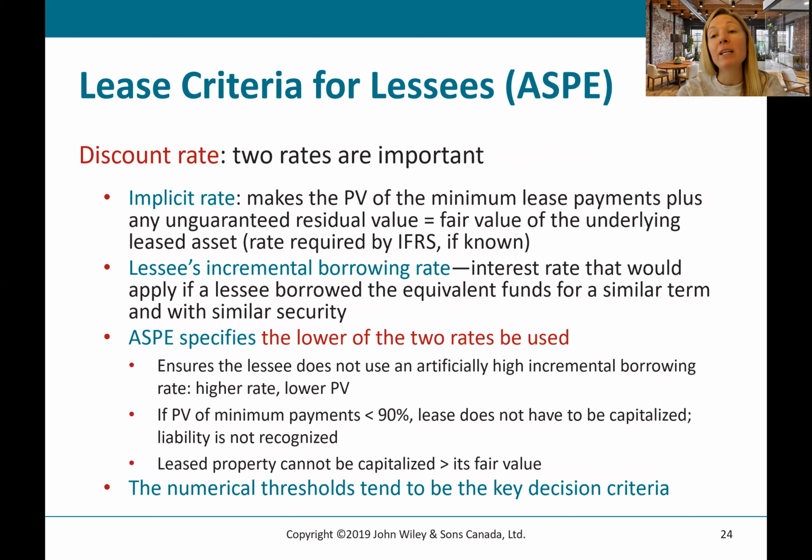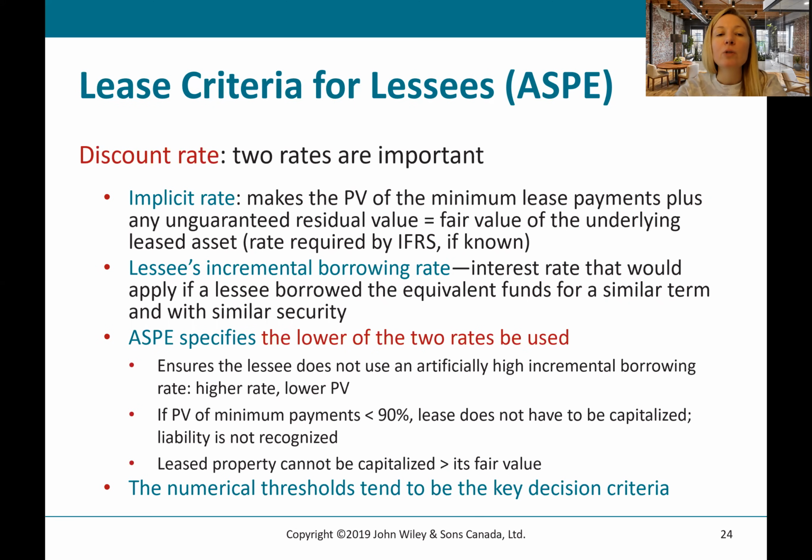And this is the rate that IFRS requires us to use as the discount rate. We'll talk about how to calculate it. ASPE uses it as one of two rates. The other rate, and this is only a concept in ASPE, is the lessee's incremental borrowing rate.